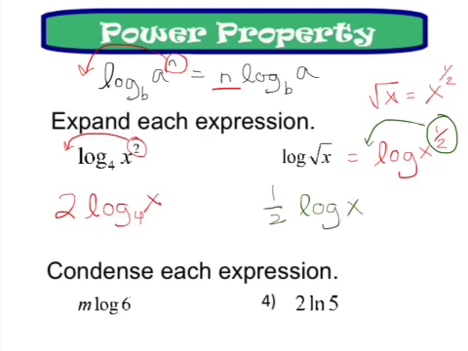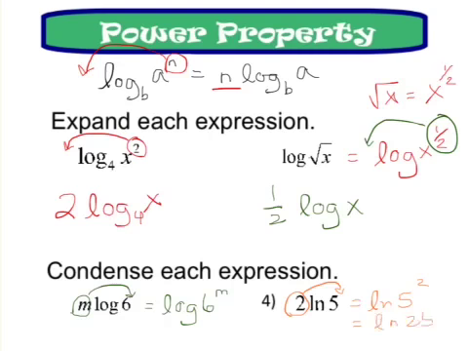Similarly, we can also condense and bring values that are out in front back to the exponent. So this could simplify to log of 6 to the m power. And this last example, we could simplify that to natural log of 5 squared. This becomes an exponent here. And again, that'll simplify to natural log of 25 if we simplify it further.